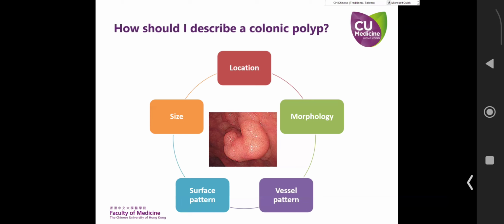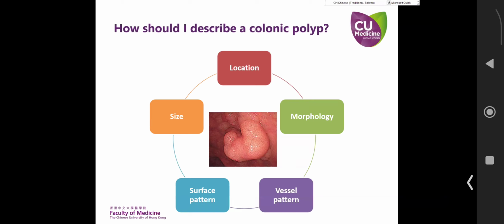First of all, of course, is the location. So whether this is located in the right colon or left colon is very important because it may affect the choice of the endoscope. And secondly, of course, is the size. So a very accurate size estimation will be very important.